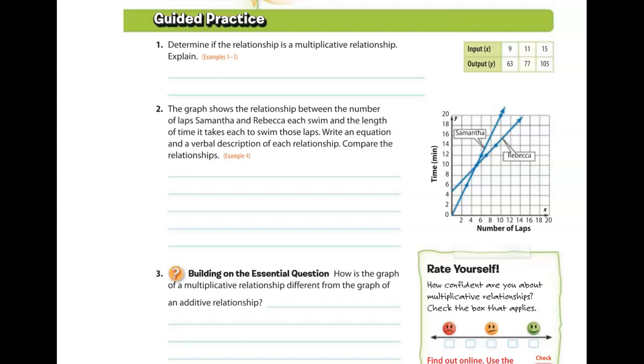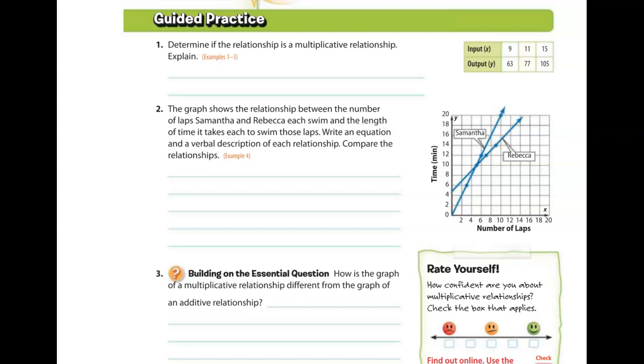Make sure on page 478 we're going to do some practice problems together. Number 1 says determine the relationship, if the relationship is a multiplicative relationship, and then explain. Looking at the table, we notice that the input values are on the top. Those are the x values that are independent.